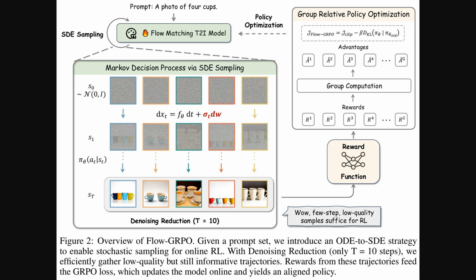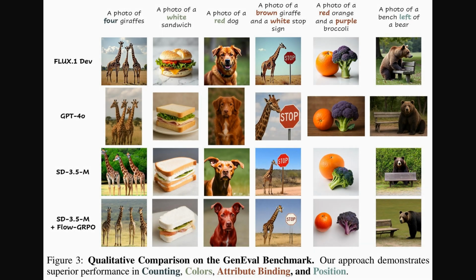You can see the denoising reduction in action here, using only 10 steps to create samples for reinforcement learning. These samples, even if lower quality, are good enough to feed into the Group Relative Policy Optimization, or GRPO part. This GRPO algorithm then calculates rewards for a group of generated images and updates the model's policy, that's its strategy, to improve future generations.